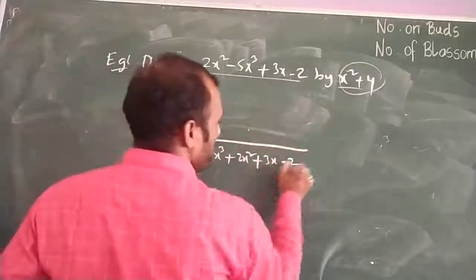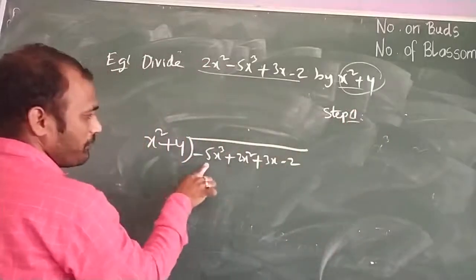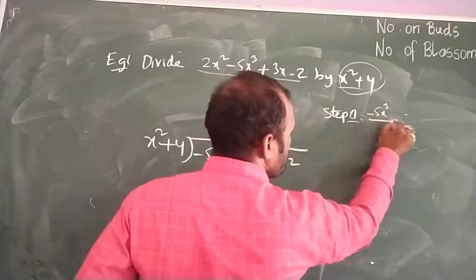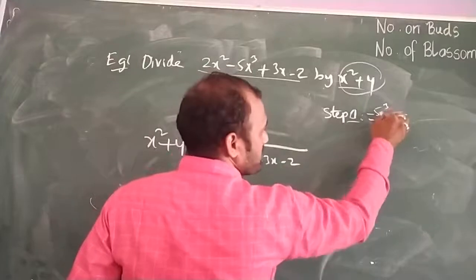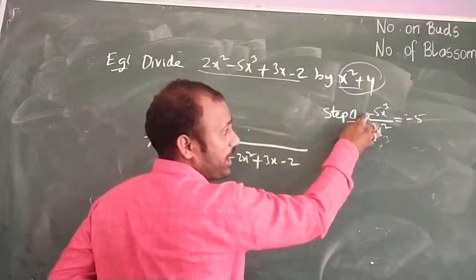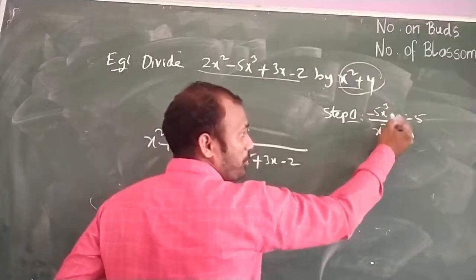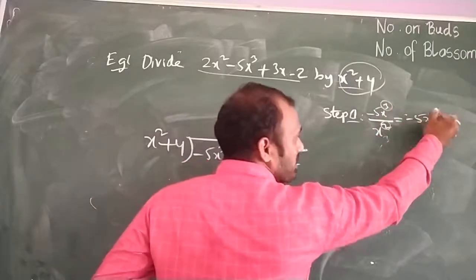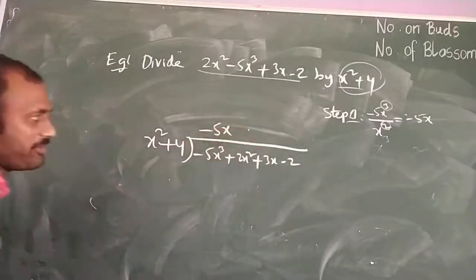Step 1, I am writing on top. What is the first term here? Minus 5x cube divided by x square. If I cancel this, what will be left? Minus 5, since there is no number in the denominator, the number comes as it is. Upside we have x power 3, here x power 2, so if I subtract the powers, 3 minus 2, the answer will be 1. X power 1, which is minus 5x. I can write it as minus 5x.